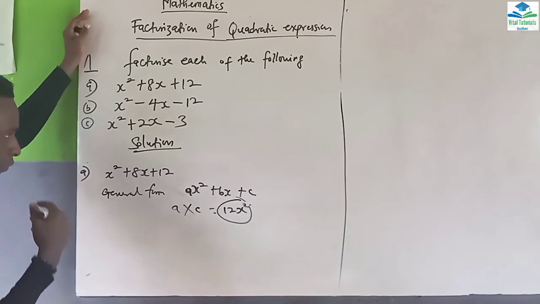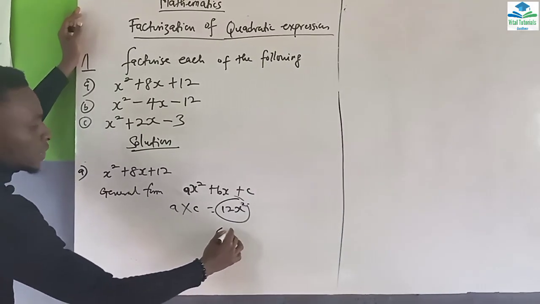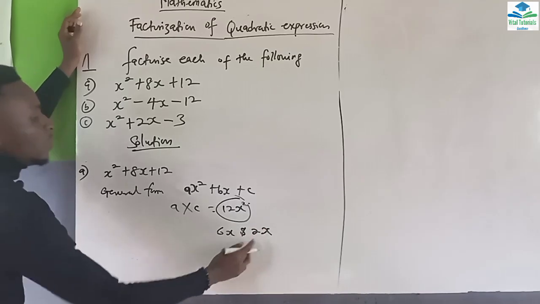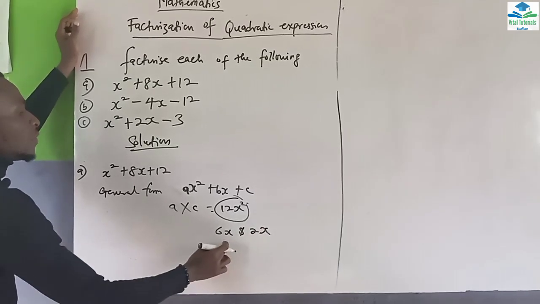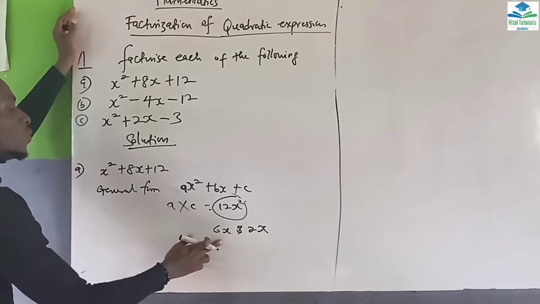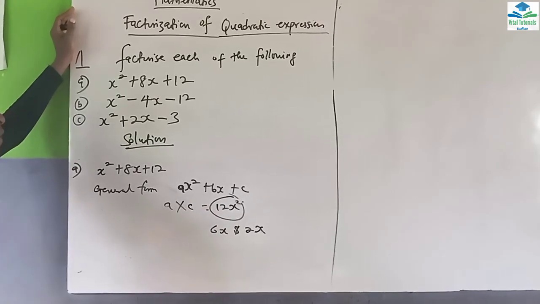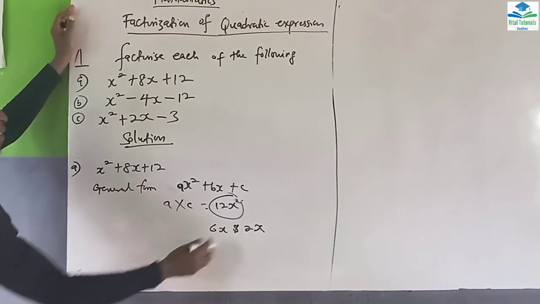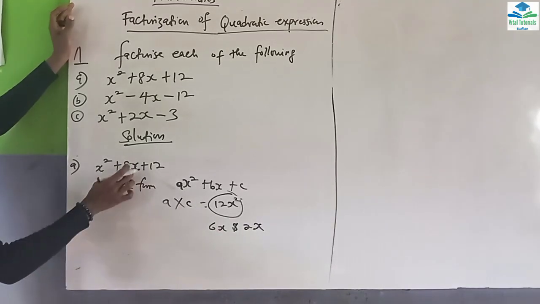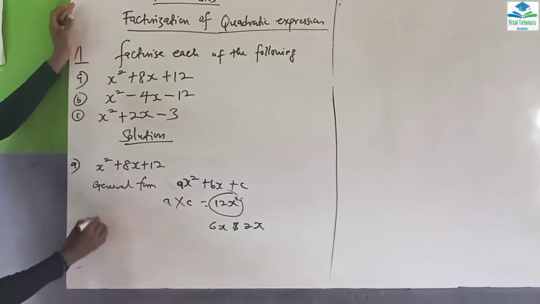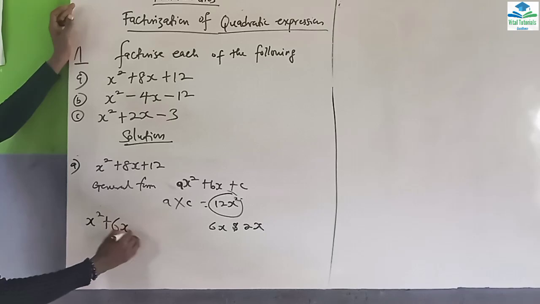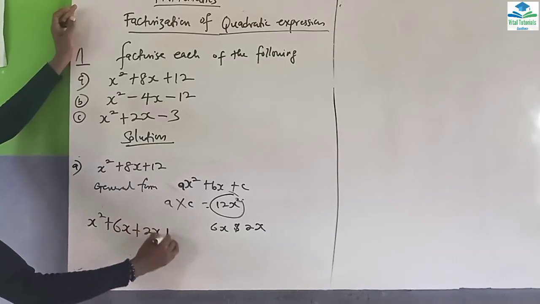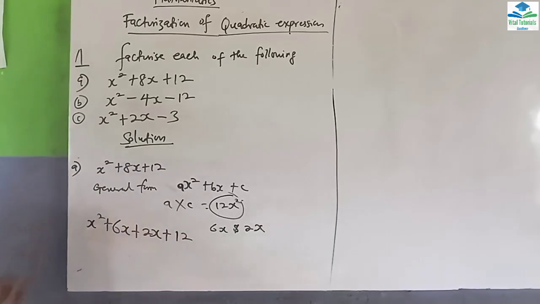Let's say 6 and 2, 6x and 2x. If you multiply these two, what will you have? You're going to have 12x squared. That's correct. And if you add 6x plus 2x, you're going to have 8x. Therefore, these are what we're going to use to replace this 8x. That's x squared plus 6x plus 2x plus this 12 here.